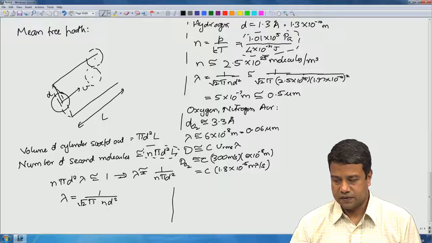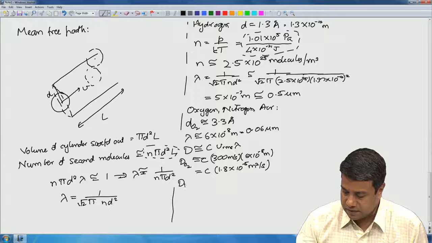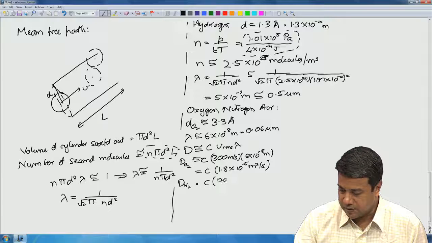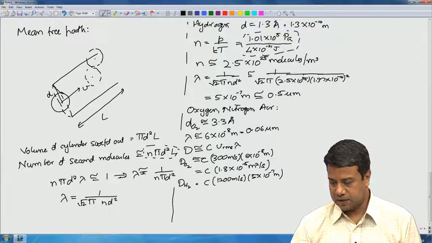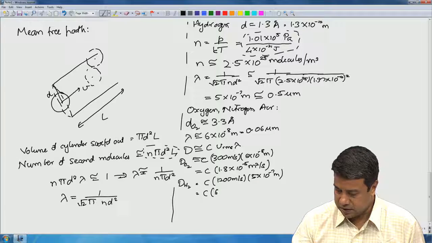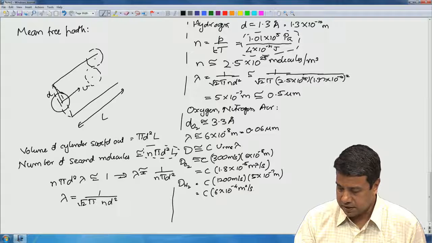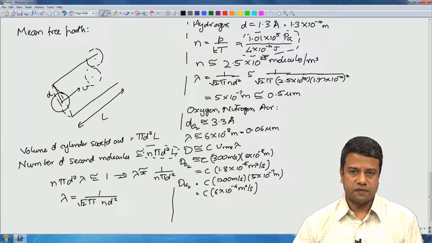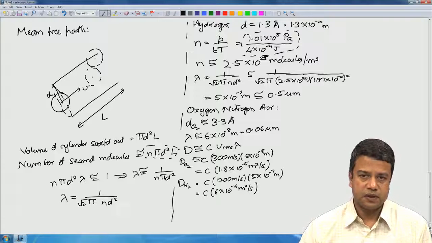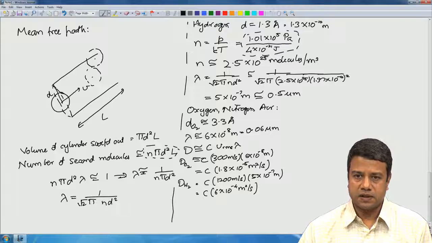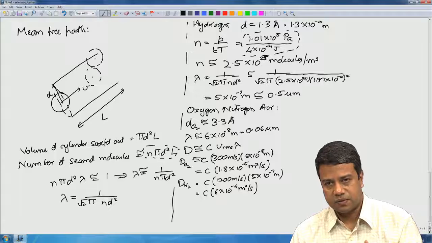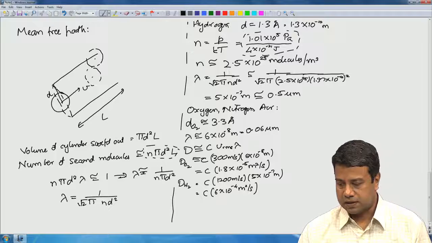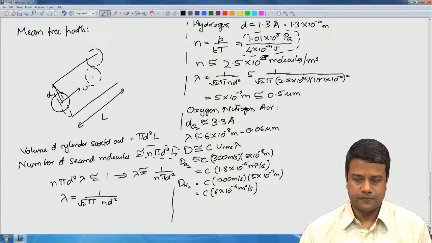The diffusion coefficient for hydrogen molecules is slightly higher. Diffusion coefficient for hydrogen molecules is equal to C into 1200 meters per second into 5 into 10 power minus 7 meters. So, this will give me approximately a constant into 6 into 10 power minus 4 meters square per second. So, that is roughly the range of diffusion coefficients. For very small gas molecules, it will be about 10 power minus 4, but for most gas molecules, the diffusion coefficient is in the range of 10 power minus 5 meters square per second. So, that is the normal diffusion coefficient, and this comes from a molecular calculation of the actual mean free path and the fluctuating velocity in a gas.